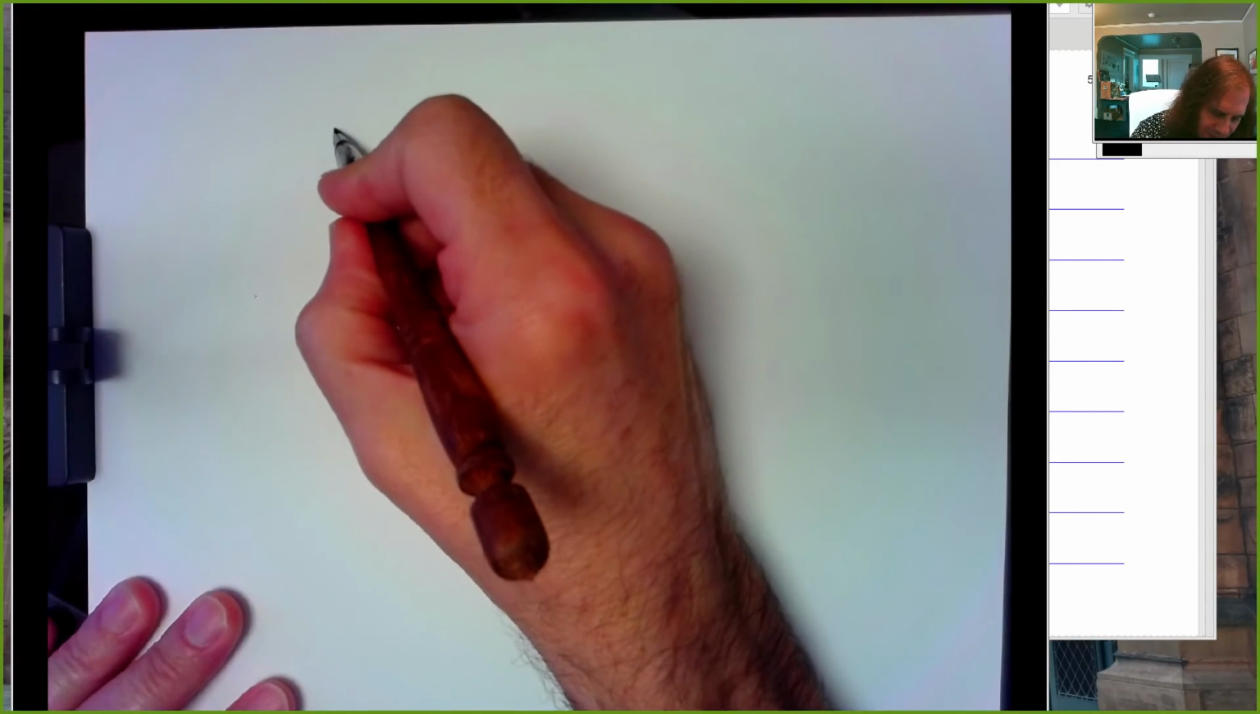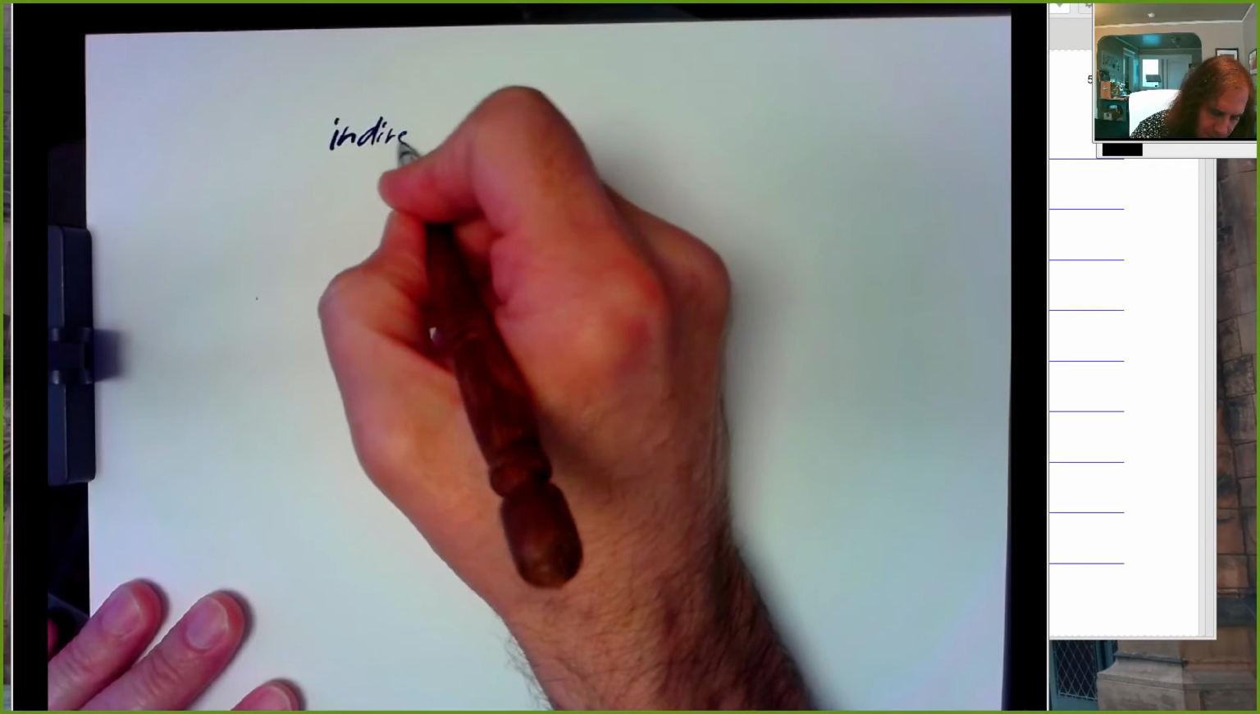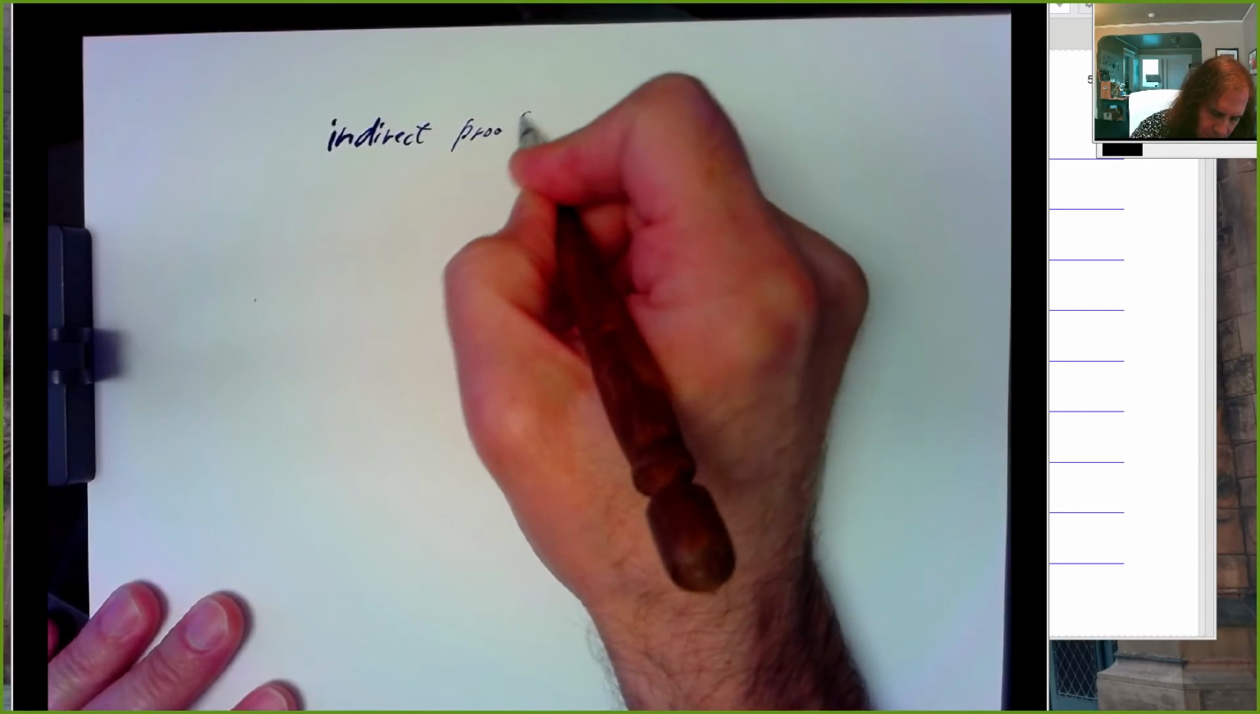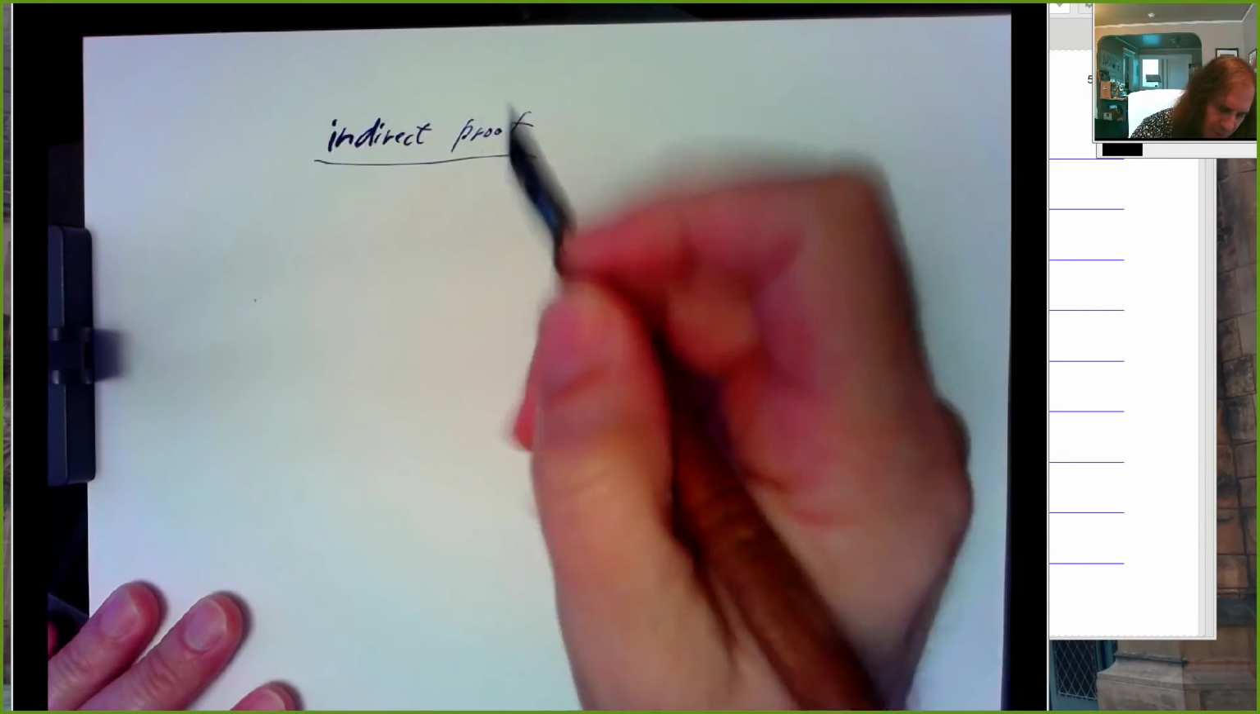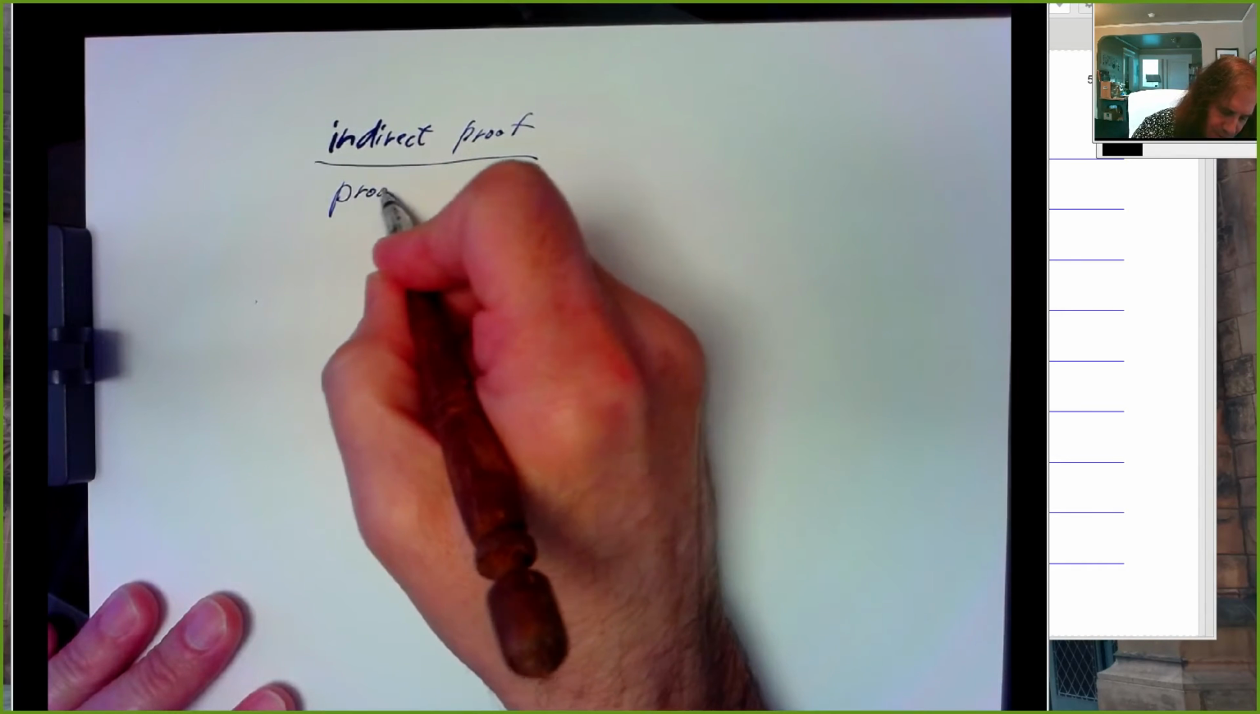All right, so that was an example of a direct proof. In a direct proof, you start with what you know, you argue logically, and at some point you come up with the conclusion you were trying to show. There's another proof strategy we can take, which is called an indirect proof. And indirect proofs are funky. These are also sometimes referred to as a proof by contradiction.